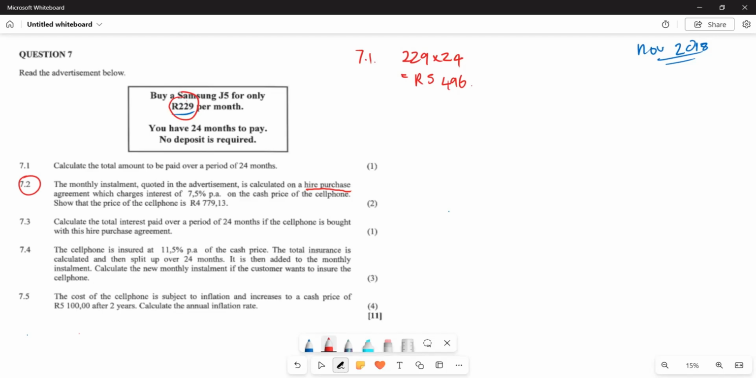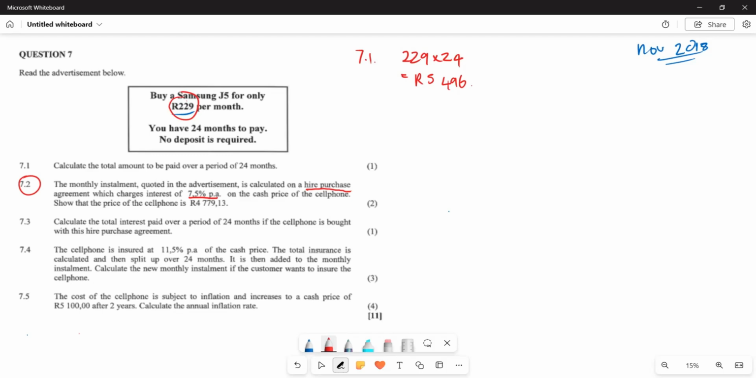They say the monthly installment quoted in the advertisement is calculated on a hire purchase agreement, which charges 7.5% per annum on the cash price of the cell phone. Show that the price of the cell phone is that. What is it that we are going to do to show this?